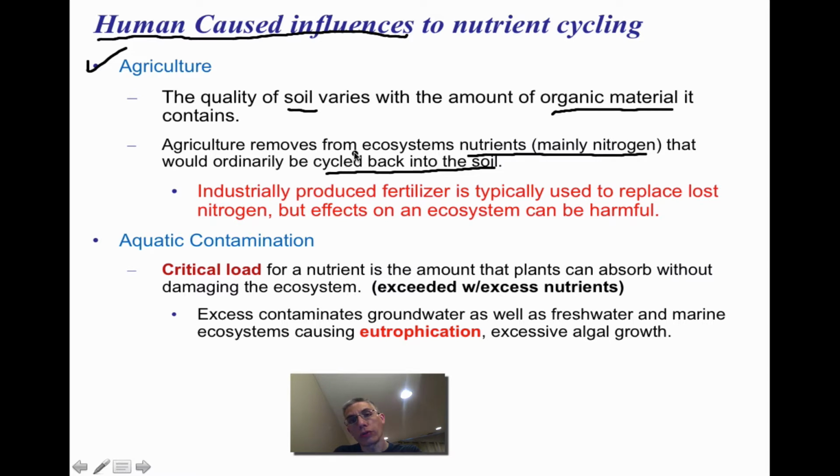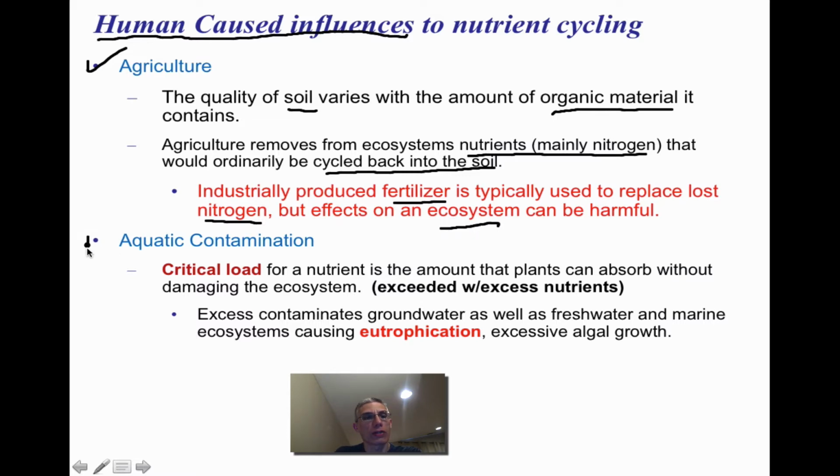Sometimes what nature will do, of course, is that if we have any type of vegetation that dies back, it's going to be put back into the soil because it's going to decompose. But when you participate in agriculture, typically you don't put that crop back into the soil because you're going to harvest that crop. So we're taking away those nutrients that typically would be put back. So industrially produced fertilizers will be used to replace the lost nitrogen, but unfortunately, as we put that nitrogen back into the soil artificially, it does tend to have a negative impact on the ecosystem.